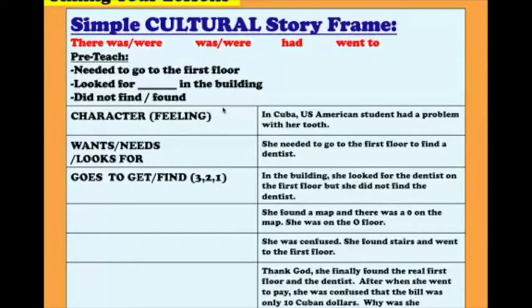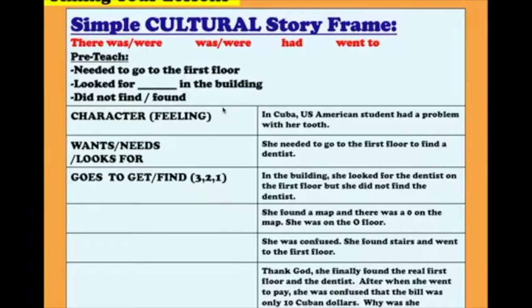So our character. In Cuba, the US American student had a problem with her tooth. This is a needs. She needed to go to the first floor to find a dentist. In the building, she looked for the dentist on the first floor, but she did not find the dentist. That's like a 3. A 2. She found a map and there was a 0 on the map. She was on the 0 floor. She was confused.